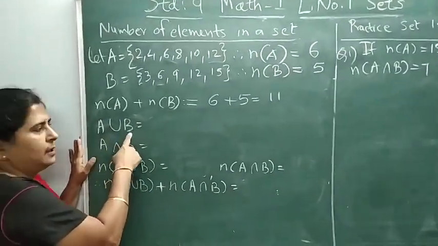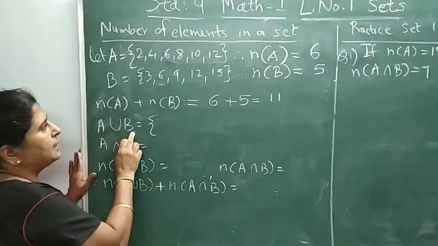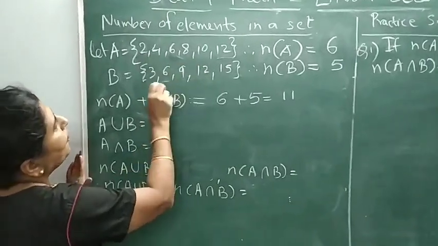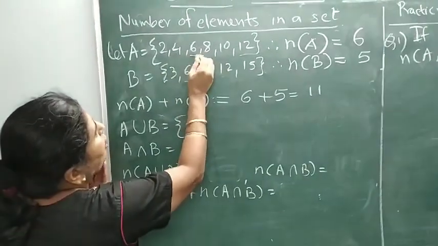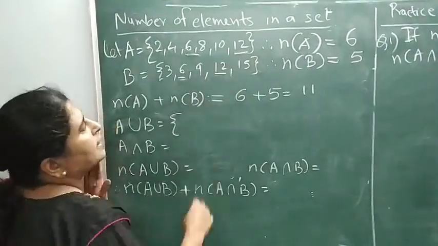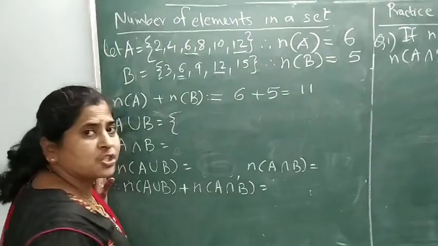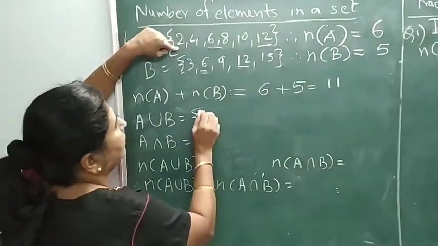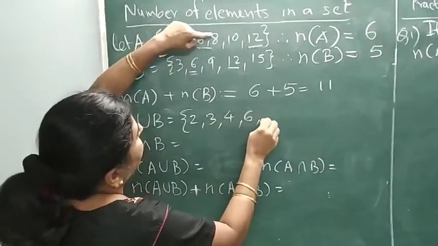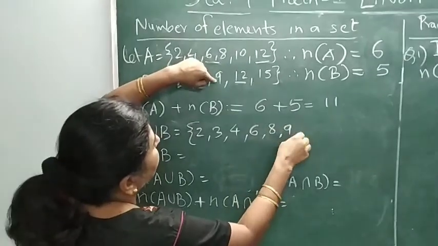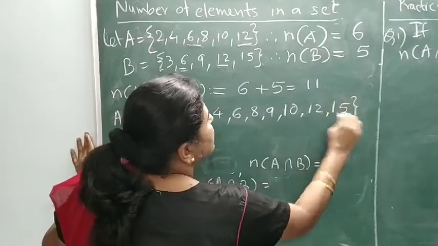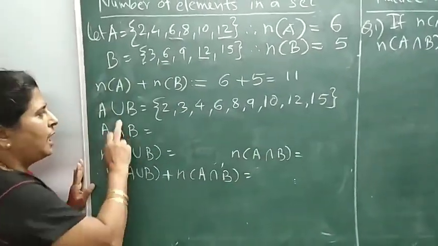the A union B. So the union of sets A and B means the set of all elements of sets A and B. For that, let's see which are the common elements. 2, 3, 4, 6 is common. 8, 9, 12, 12 is common. So these two elements are common, which we will write here without repetition. And we will write the numbers in ascending order: 2, 3, 4, 6, 8, 9, 10, 12 and 15. This is the set of all elements of A and B, A union B.